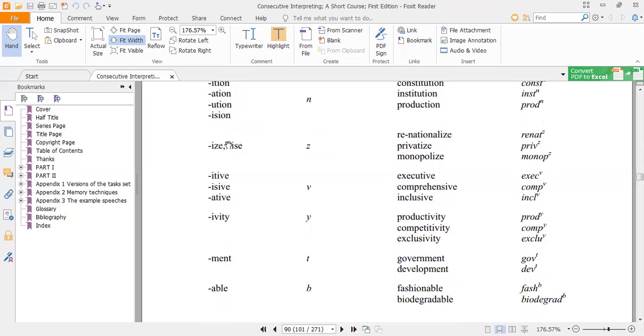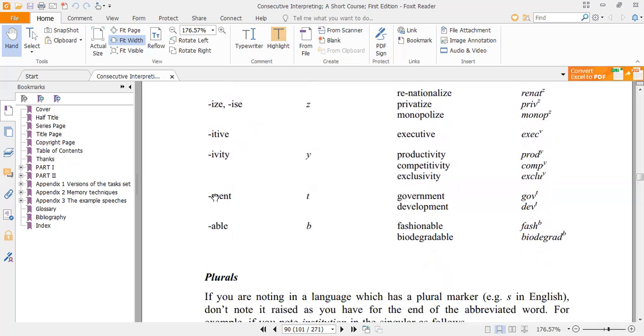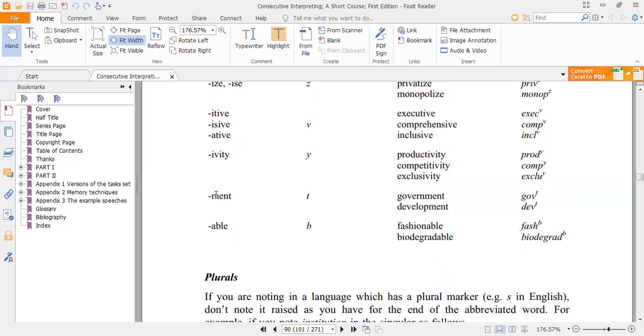If the word ends with -IZE or -ISE, we can write the first four letters and a Z above. For example, renationalize: we can write "renat" with Z above. Or privatize: we can write "priv", the first four or five letters, and then take Z above.